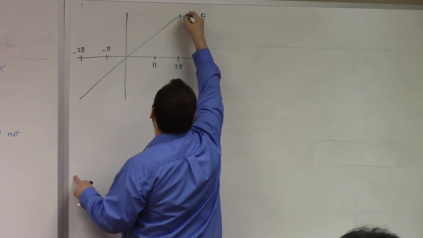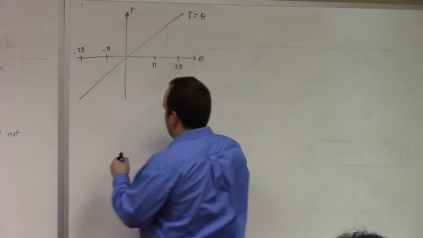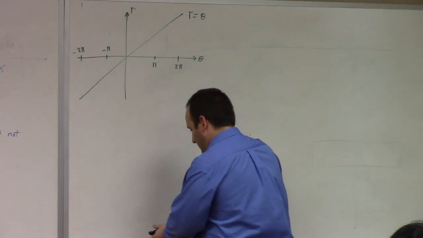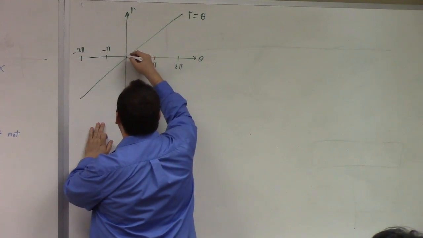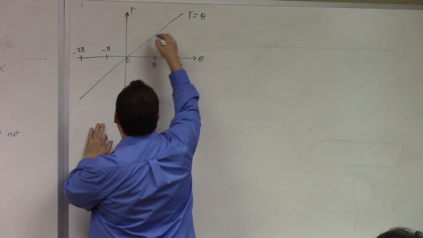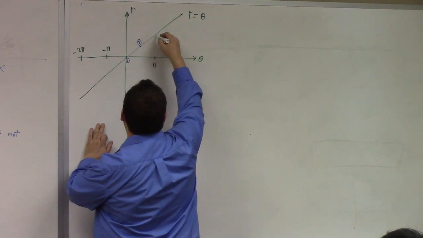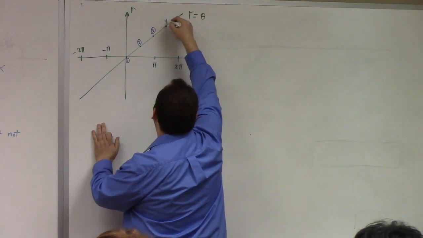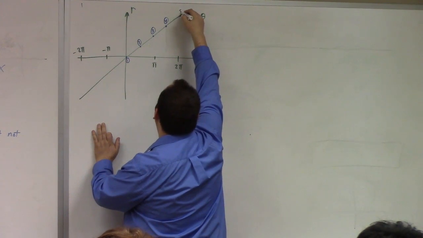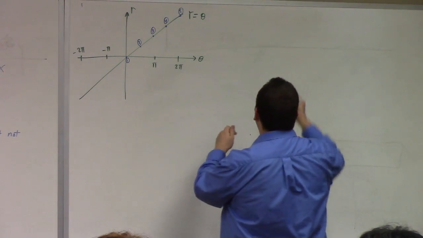All right, so I'm going to pick a bunch of points and plot those. Like, this is 1, and at pi over 2 we'll do 2, 3, 4, 5. All right. Start with those.